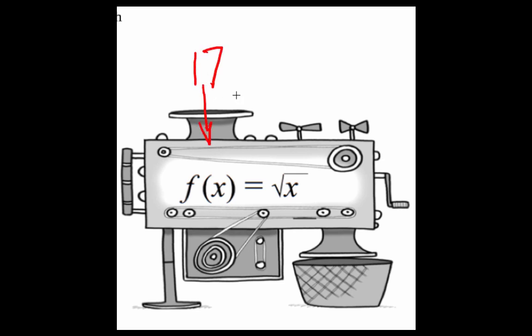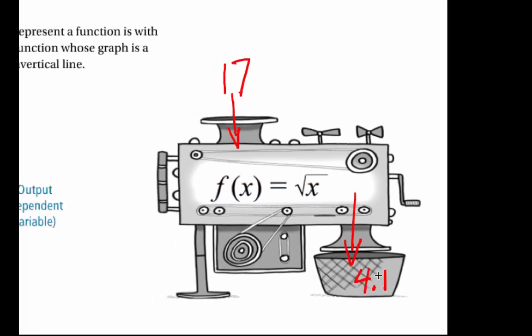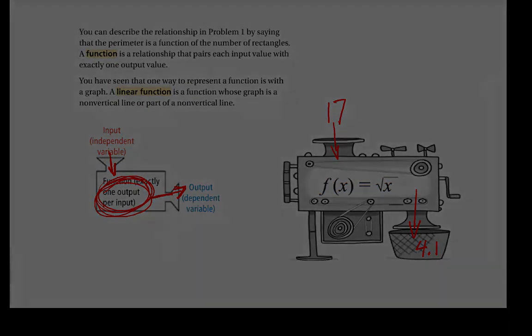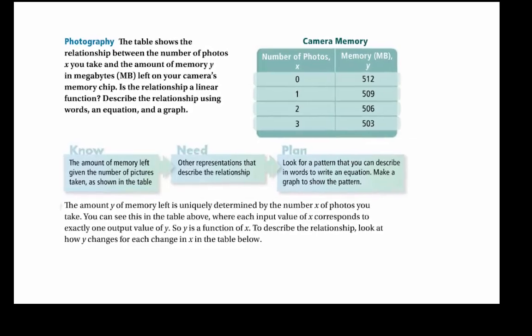Now it gets a little tricky when we input 17. Well, what's the square root of 17? The square root of 17 is going to be 4.1 something. So even though we're not putting a nice perfect square number in here, we can still take the square root of it. We still get an output value. The value that comes out of here depends on the value that's put in up here. So this concept of a function machine could be very useful for you at first.